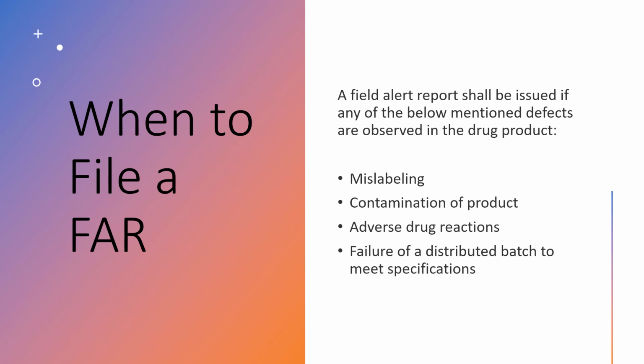Any failure of one or more units of distributed batches of the drug product to meet the specification established for it in the application. In such a case, you need to initiate the FAR. These are a few examples. There may be other situations also. Based on that, if it falls under the requirement of initiating FAR, you need to initiate the FAR, right?